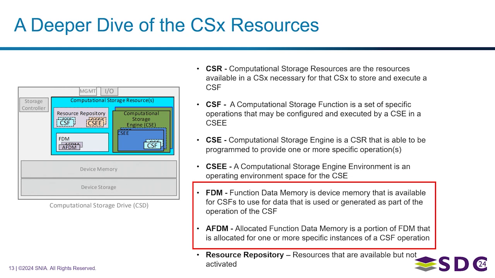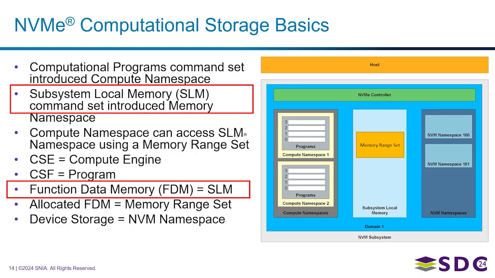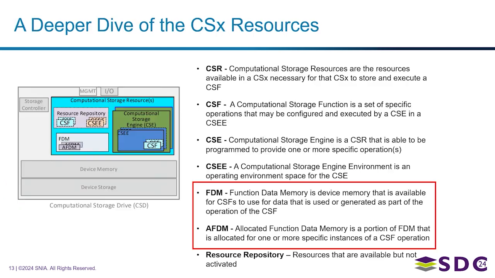But what I will jump to is the fact that when you get into computational storage, you have the concept of function data memory. Function data memory in NVMe is called Subsystem Local Memory. You also have the concept of allocated function data memory, and on our next slide, we'll see that that is associated with your SLM range sets. So how do we use this?